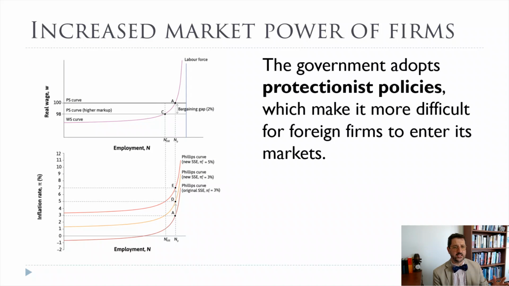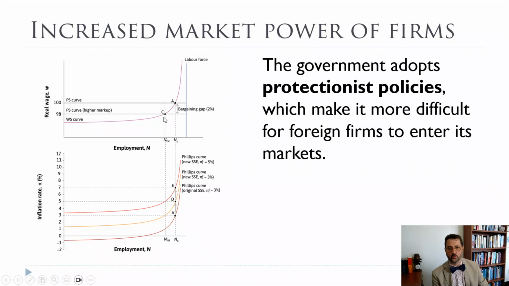Now, all right, so let's think about some other potential causes, right? One being an increased market power of firms, meaning that they can increase their markup. This could be because of mergers, so there's less competition. It could also be because of protectionist policies, right? Increased tariffs, for example, or quotas about how much you can import.